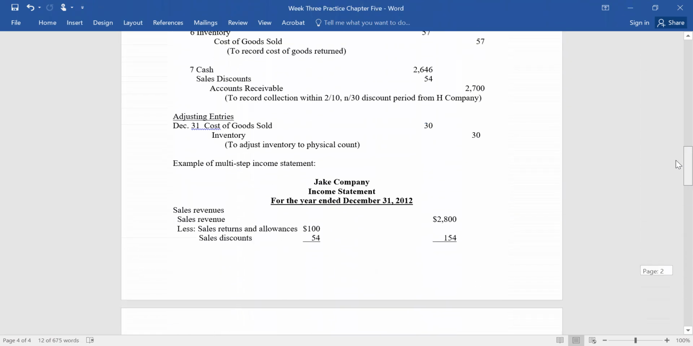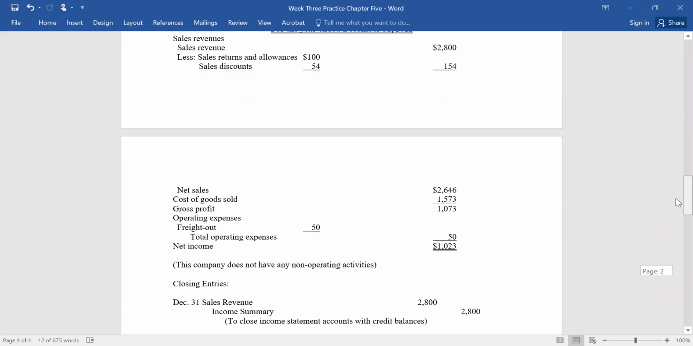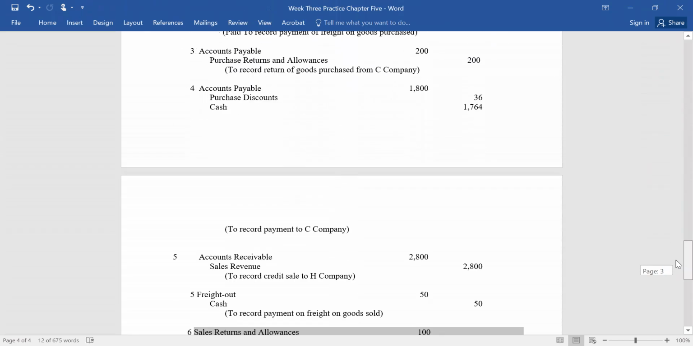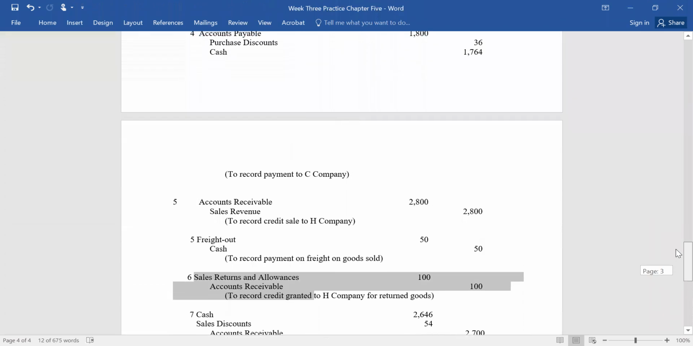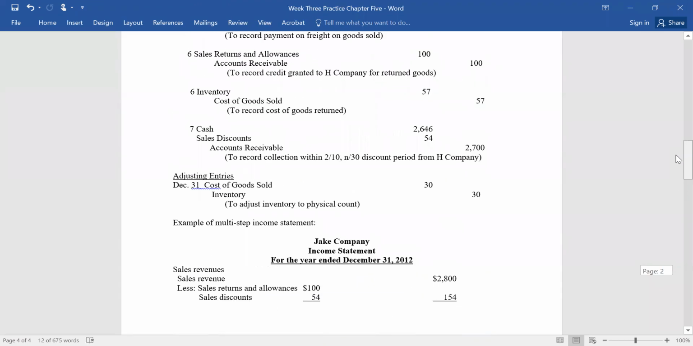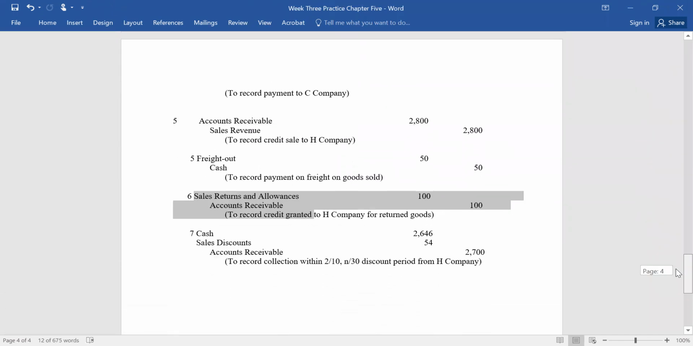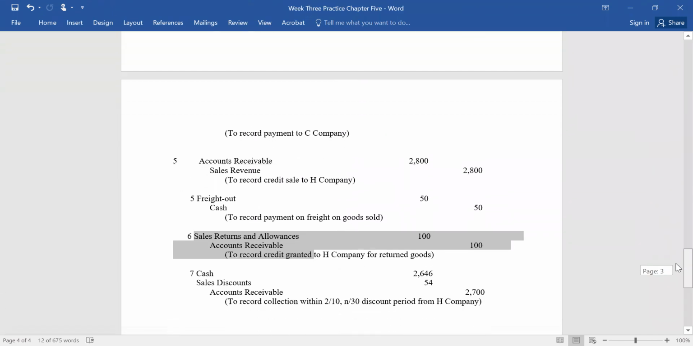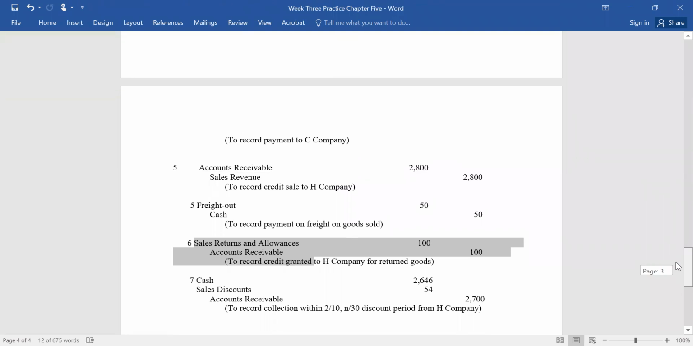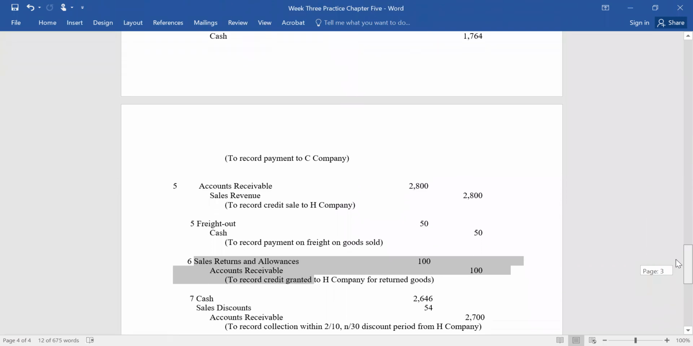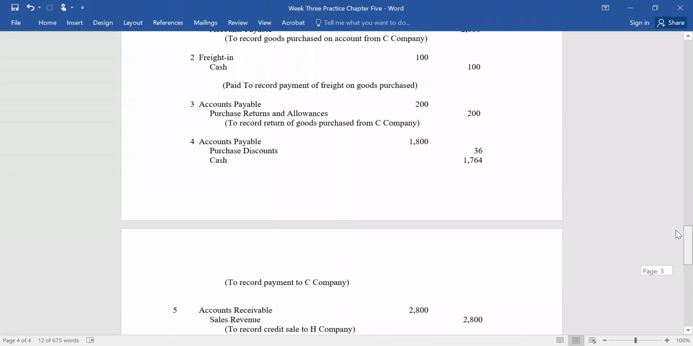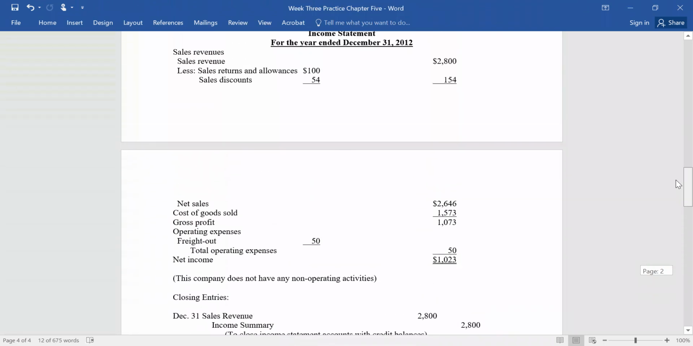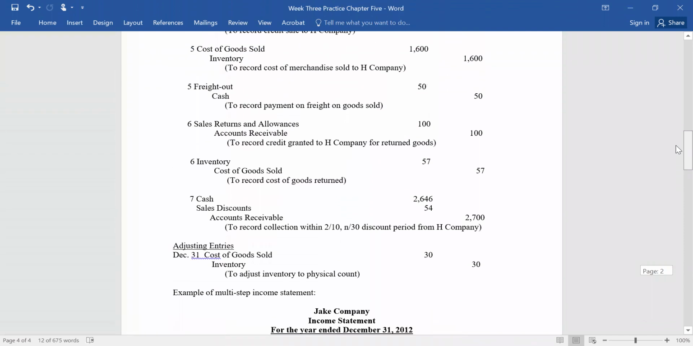And then the last item, number 7. I think I gave it to you, but I think it's the same entry. Debiting cash, debiting sales discounts, crediting accounts receivable. But it's basically the same. If you look at periodic and you look at the perpetual, they're the same. Debiting cash, $26.46, debiting sales discounts, $54, and then crediting accounts receivable, $2,700.